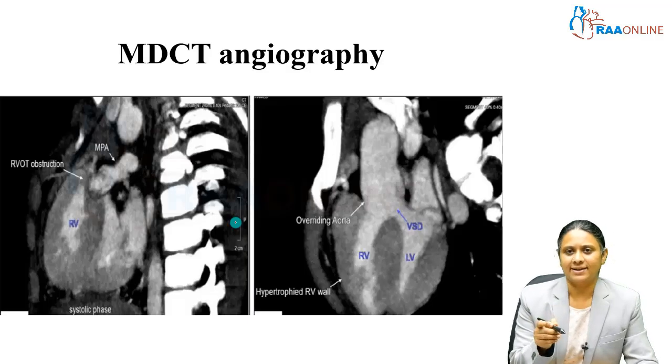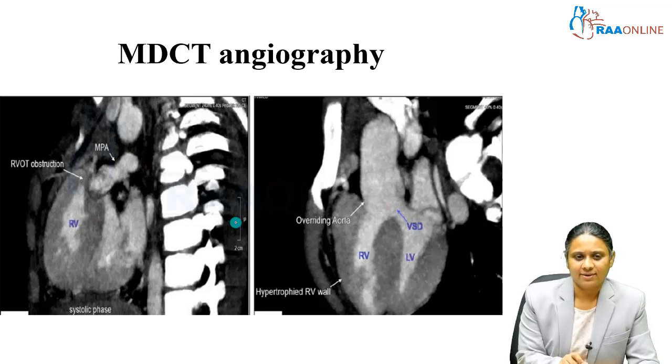With the advent of CT and MRI, we have to be well versed with the CT images also, not just the echo images. Here this is the RV, hypertrophied RV you can see, and there is a stenosis at the infundibulum. Just below the main pulmonary artery there is narrowing.